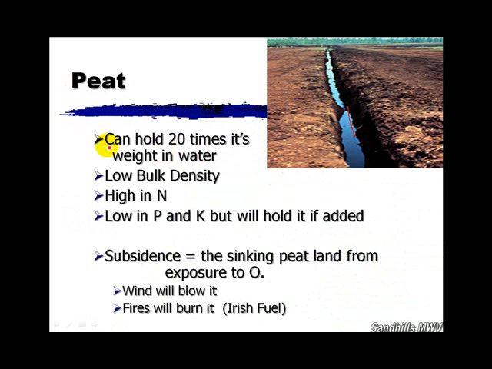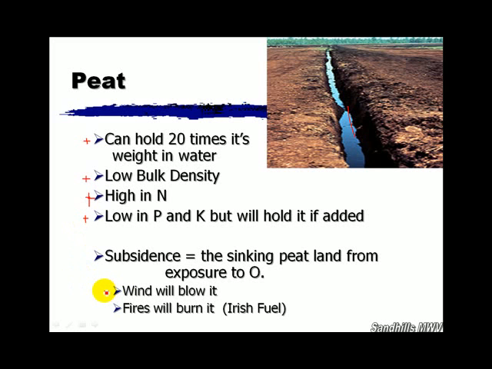So peat moss can hold 20 times its weight in water. It has a low bulk density, sometimes even below water, and they can float. It's high in nitrogen usually, lots of amino acids in there, so the mineralization of the peat moss releases nutrients that the plant can use. It's low in phosphorus and potassium usually, but if we add it, there are cation exchange capacity sites that will hold those nutrients.